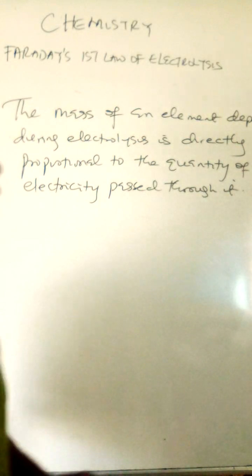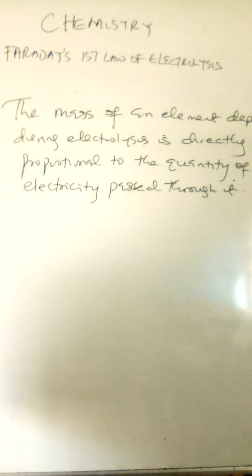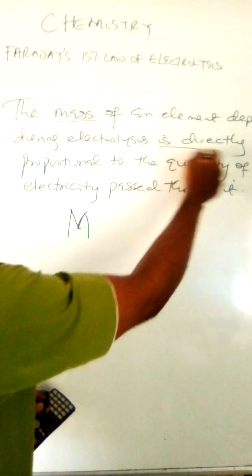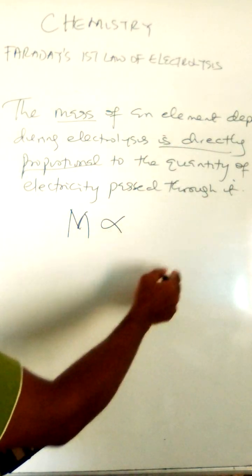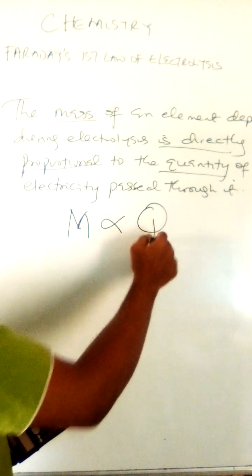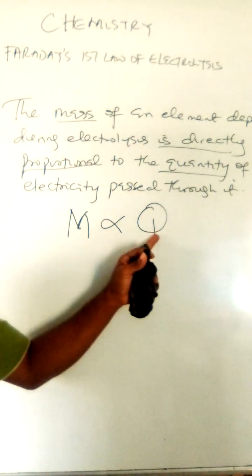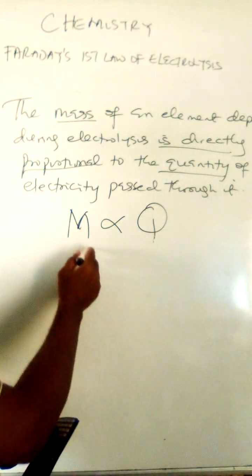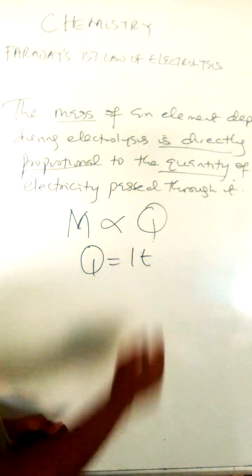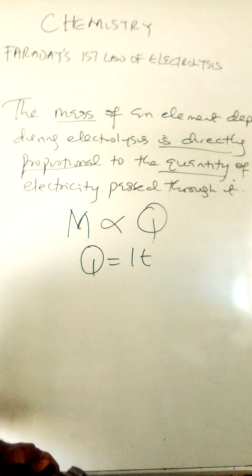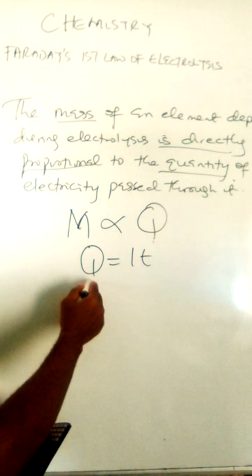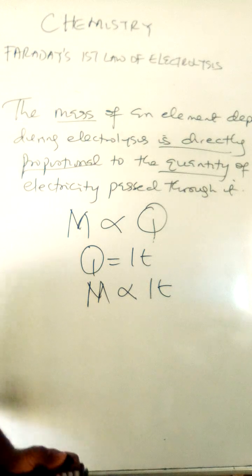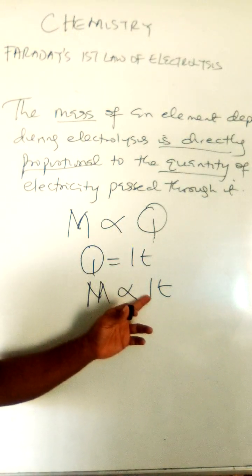So this law, we can interpret with a mathematical expression. Mass is directly proportional to quantity. So M stands for mass, whereas Q stands for quantity of electricity passed through the electrolyte. Quantity of electricity is given by IT, which is current times time. Going back to the expression, we can write M varies as IT, since quantity is defined as the product of current and time.